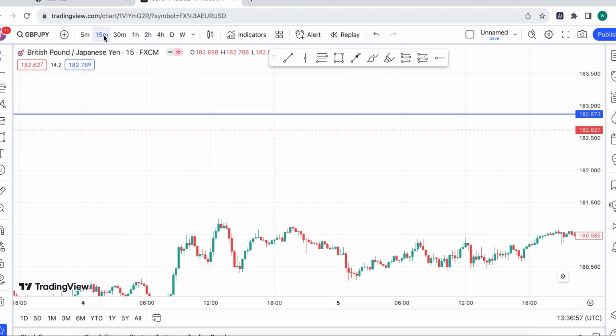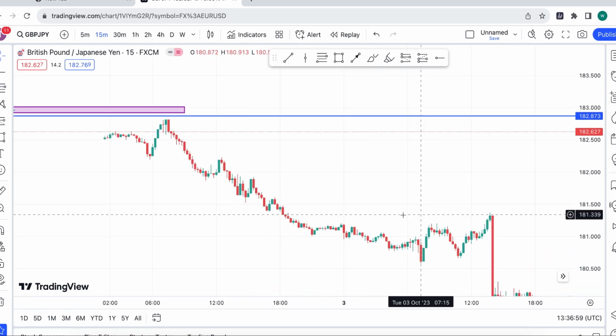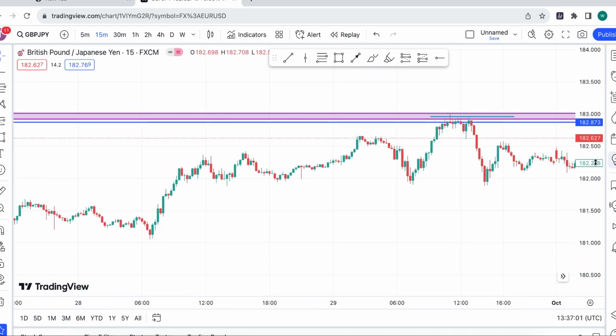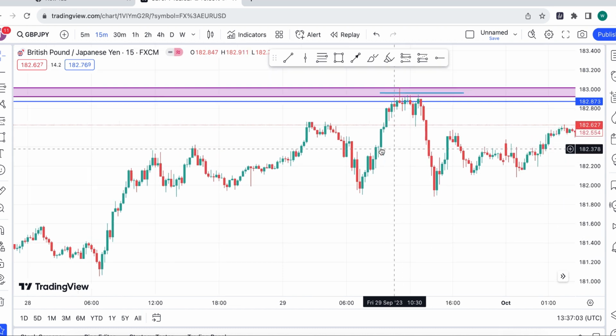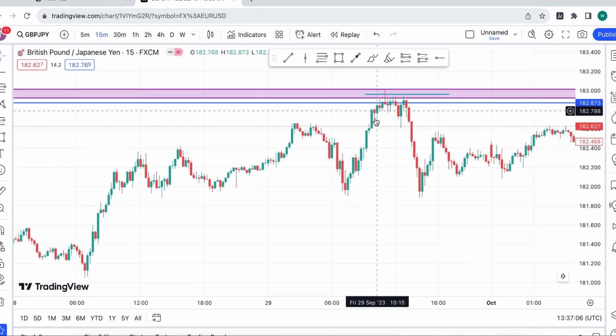Now we have to go on a smaller time frame. As you can tell, the price does come back to us. Now we have to wait for a confirmation. The price has come back to this particular level that we've marked; there's the line, the area of interest. Now we have to see whether it's worth entering or not.